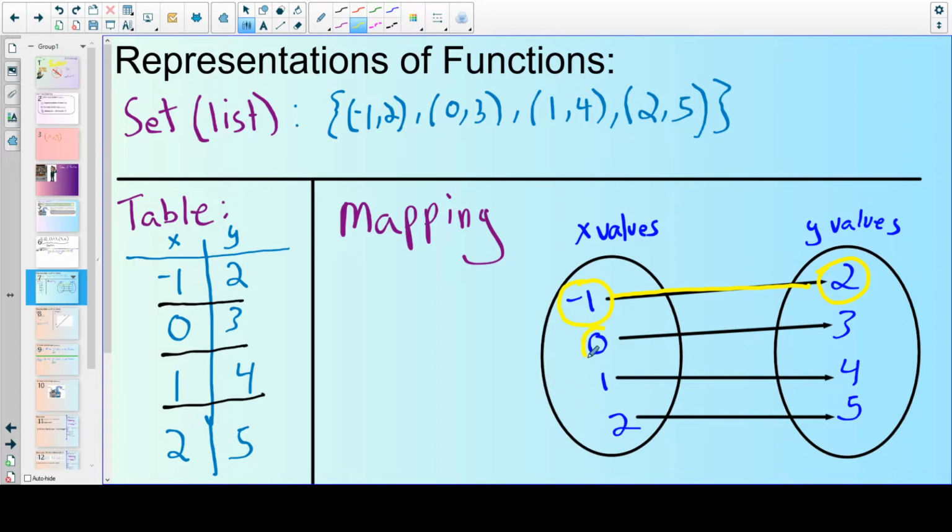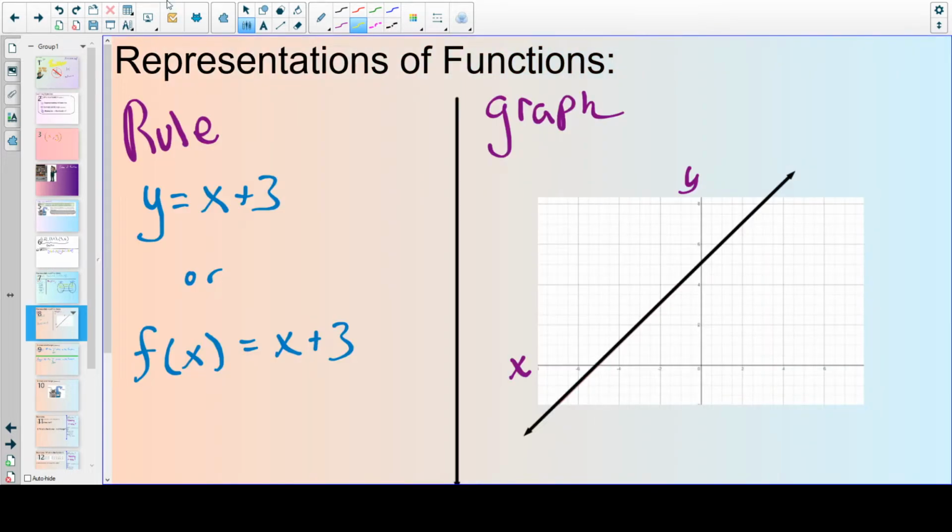And if I input the value of 0, it's going to output the value of 3, and so on and so forth. There are actually different names for x values and y values, but we're going to get there in a second. Okay? So there are two other ways that we're not going to explore in this video. One is called a rule, which you've probably seen as y equals, but we're going to be using this notation f of x equals. This really means a function where the variable is x. Okay? And also we can represent functions using graphs, which we're not going to focus on for today.